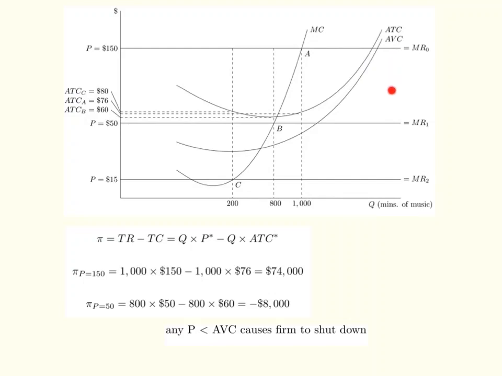If the market price were to fall to 50, the firm now responds by selling 800 units. And so 800 units times $50 minus 800 units.